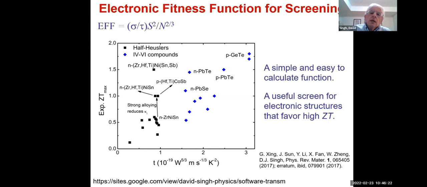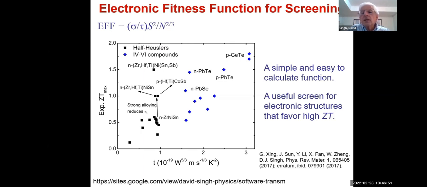And what you see is that even though this doesn't even include the lattice thermal conductivity, it gives a correlation. The correlation is not perfect, but it does give a correlation. And because of this correlation, we could say high electronic fitness function is one property that would indicate that a compound might have high ZT. So that's as far as we can go with that.